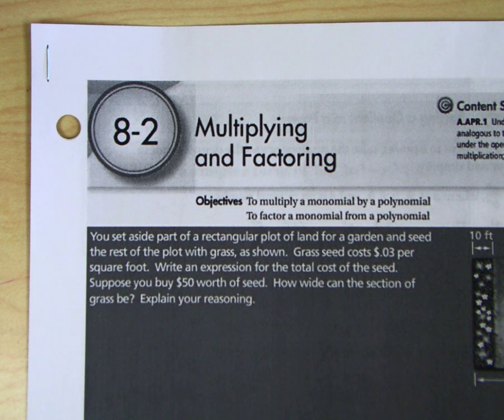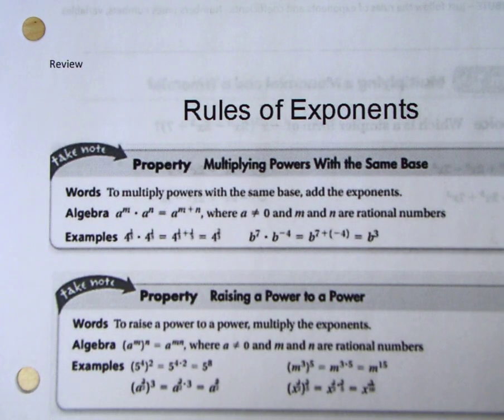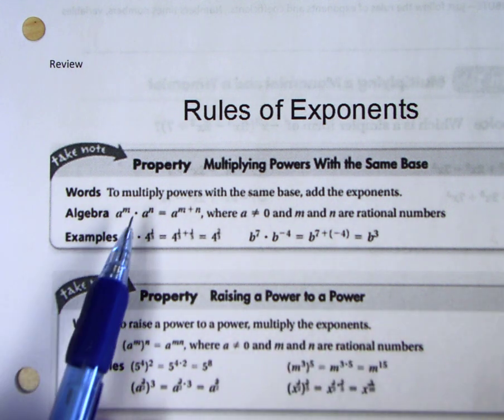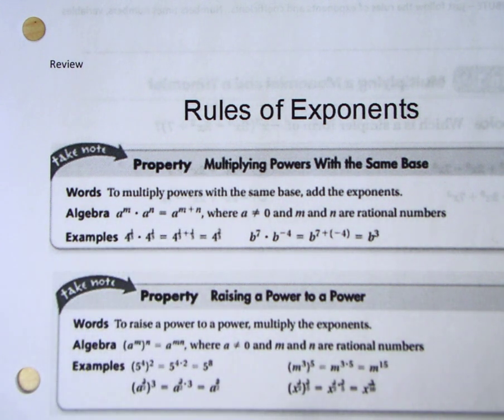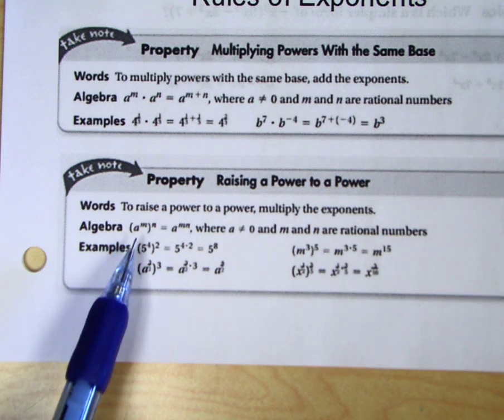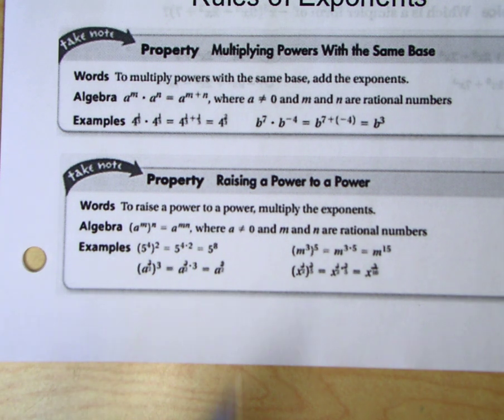The lesson today is Chapter 8, Section 2, Multiplying and Factoring. And we're going to do this with polynomials. Something that you have to remember are all your rules of your exponents. For example, if you have common bases, you add their exponents. Or when you have a base raised to a power, you multiply their exponents. And this came from last chapter.